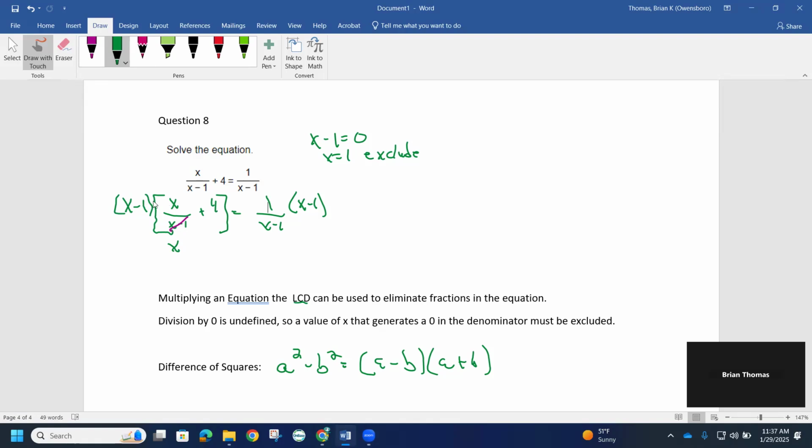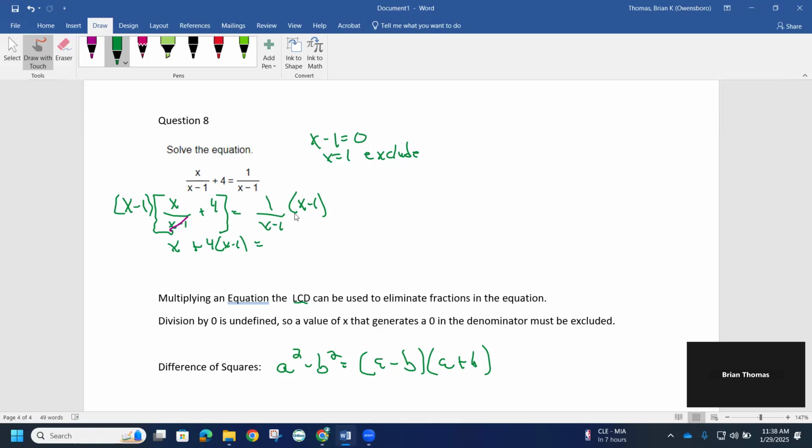Now, when I multiply x minus 1 times 4, notice nothing cancels. So I'm stuck with multiplying 4 times this x minus 1. I'm going to hold that there for the time being and not do that math just yet. Since there wasn't a denominator, the x minus 1 came all the way in and multiplied to the 4. But I'm going to put the 4 out in front. It just looks better for me.